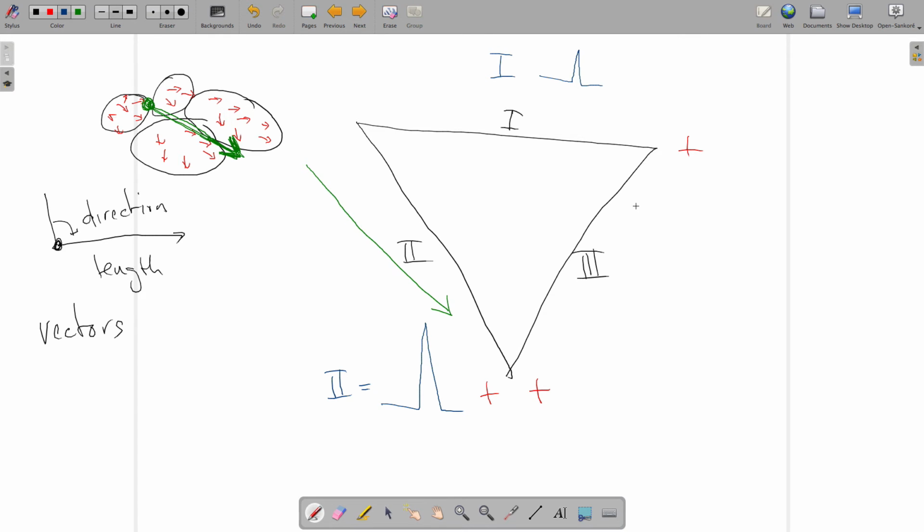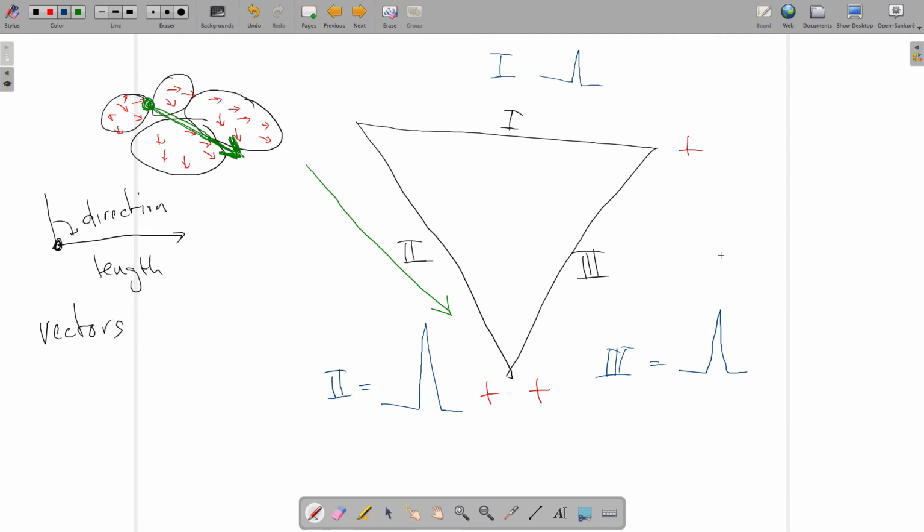Last but not least, look at lead 3. Remember that lead 3 is created by the left arm and the left leg, and in lead 3, the left leg is the positive electrode. So again, we're moving in the direction of positive here. So in lead 3, we can also expect to get a positive deflection. It won't be quite as tall as this one, but it'll be taller than lead 1.